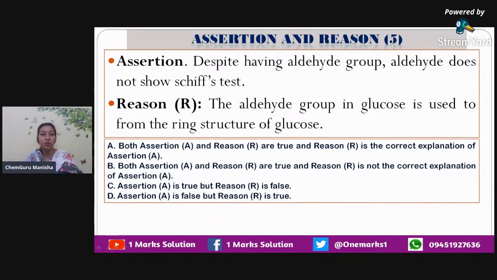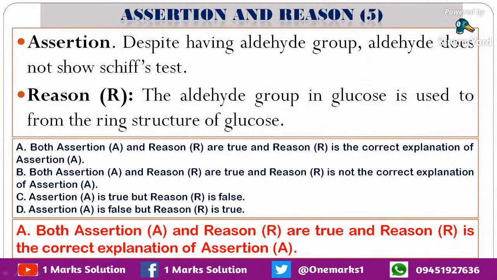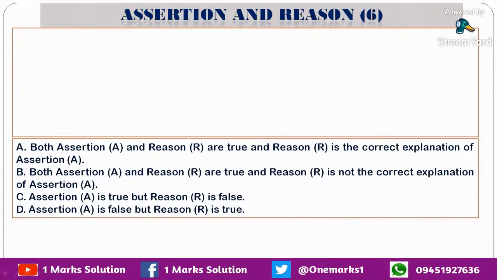Basically glucose doesn't show Schiff's test जबकि उसमें aldehyde group होता है. That's because it's true. नहीं दिखाता है वो, और इसीलिए हमने cyclic structure of glucose propose किया. And reason says the aldehyde group in glucose is used to form the ring structure of glucose. So that is true because वो ringed form में है. The aldehyde group is not open, is not available. That is why even though it has an aldehyde group, it doesn't give you Schiff's test.